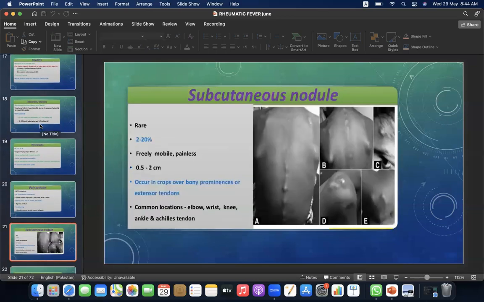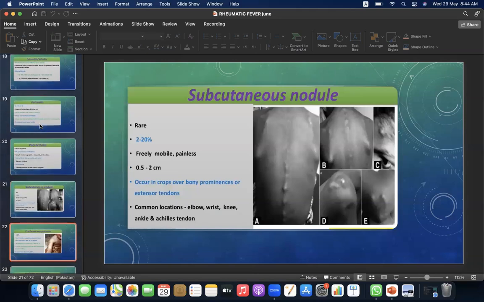Subcutaneous nodules are rare, 2 to 20%, freely mobile, painless, 0.5 to 2 centimeters, and occur in crops over bony prominences or extensor tendons. Common locations are the elbow, wrist, knee, ankle, and Achilles tendon.